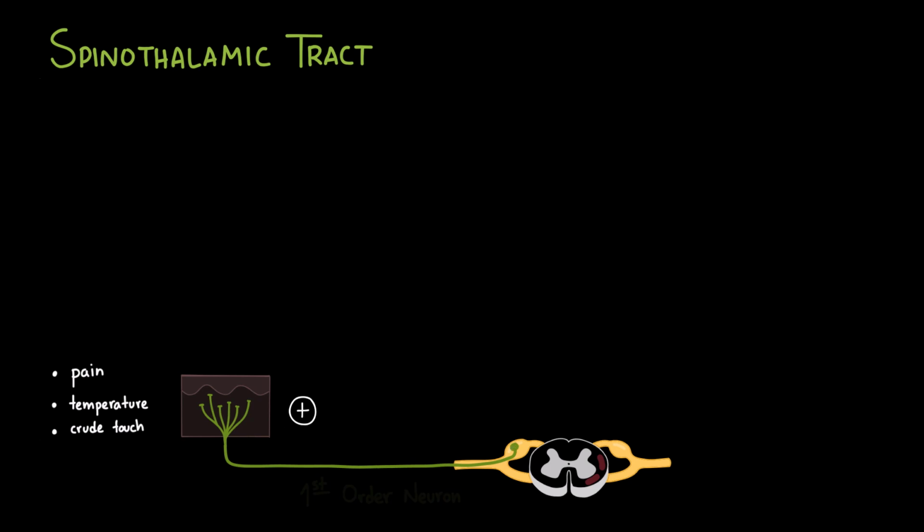This neuron is called the first-order neuron, and its cell body is located in the dorsal root ganglion, just outside the spinal cord. From there, its axon travels through the dorsal root and enters the spinal cord into the dorsal horn of the gray matter. And it's in this dorsal horn that it synapses with the second-order neuron. More specifically, this synapse takes place in regions known as the substantia gelatinosa and the nucleus proprius.